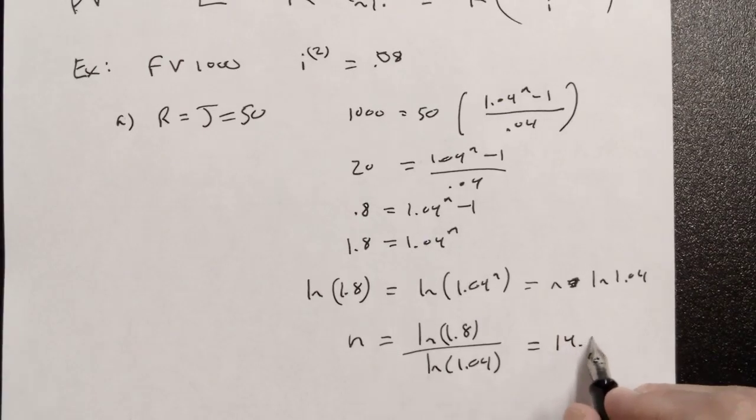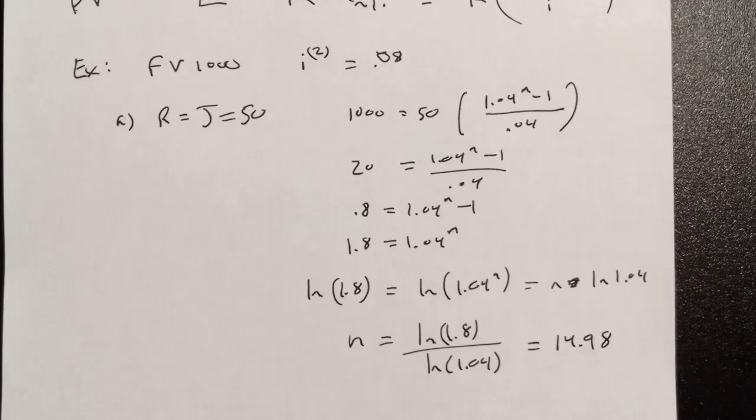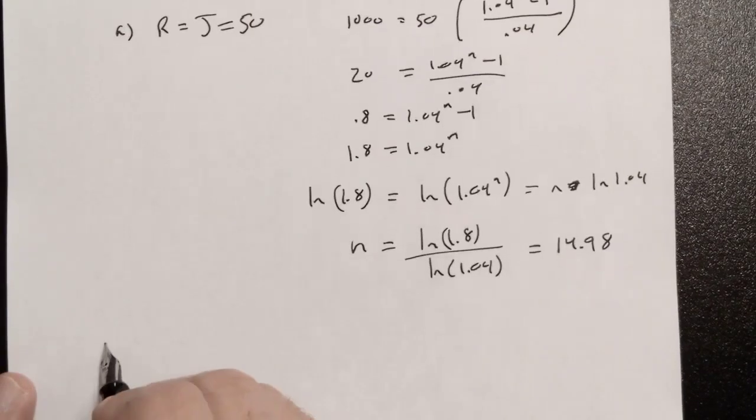14.98. All right, that's not an even number of payments. So we have to make a decision. Are we going to make 14 payments and then pay a little more on the end? Or are we going to make 15 payments and pay a little less on the end? Because I need to make between 14 and 15, right? So what happens if I make 14 payments?